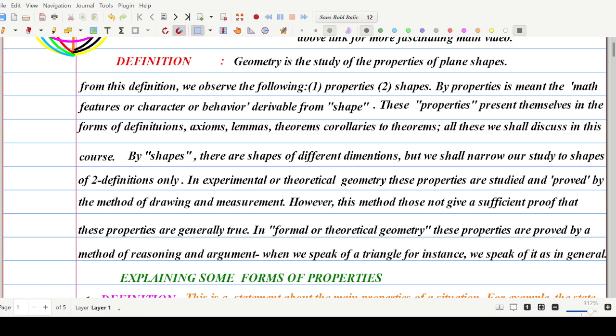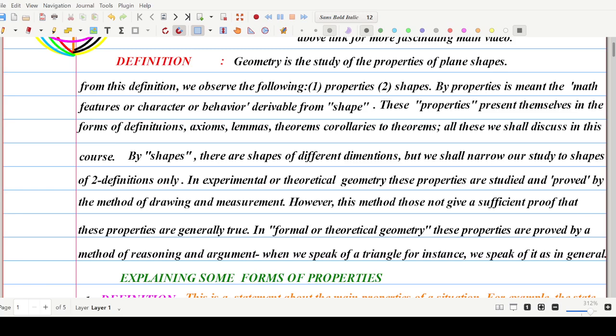Now, we cannot establish that this property is true for the general triangle. When we say general triangle, there are infinitely many triangles. So it is not practicable to use this method of drawing and measurement to prove that the sum of the interior angles in a triangle is 180. We cannot use it to establish that the property is true in general, when the triangles are infinitely many. That would be very laborious. In fact, it's not practically possible. Because of that reason, empirical or practical geometry has a limitation. So another kind of geometry has to be adopted, such as theoretical or formal geometry.